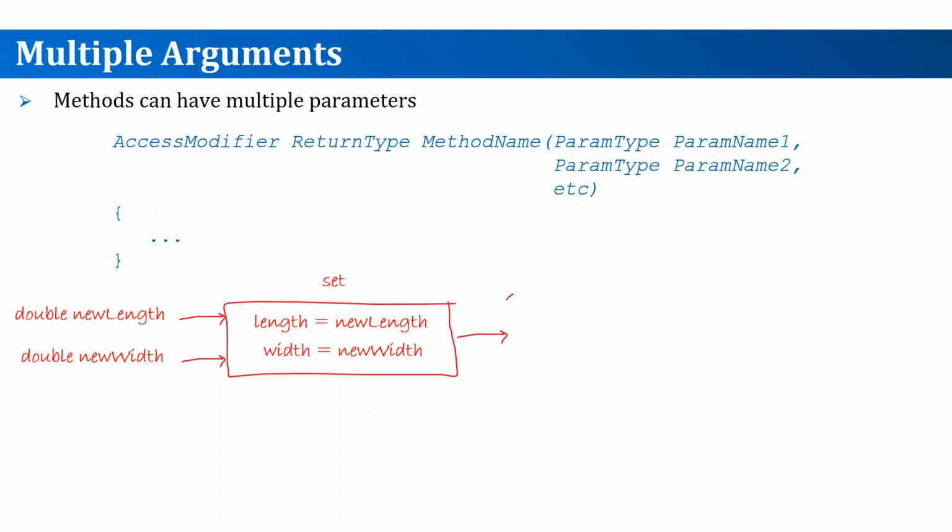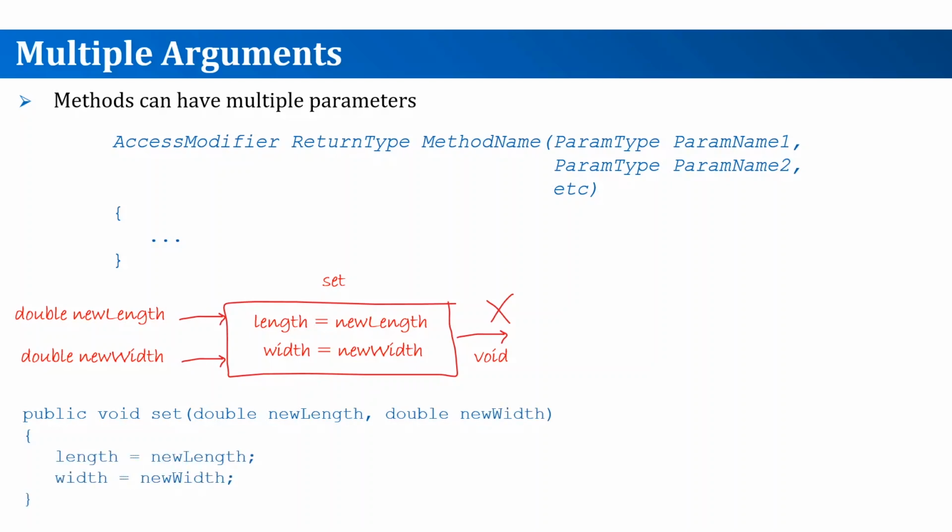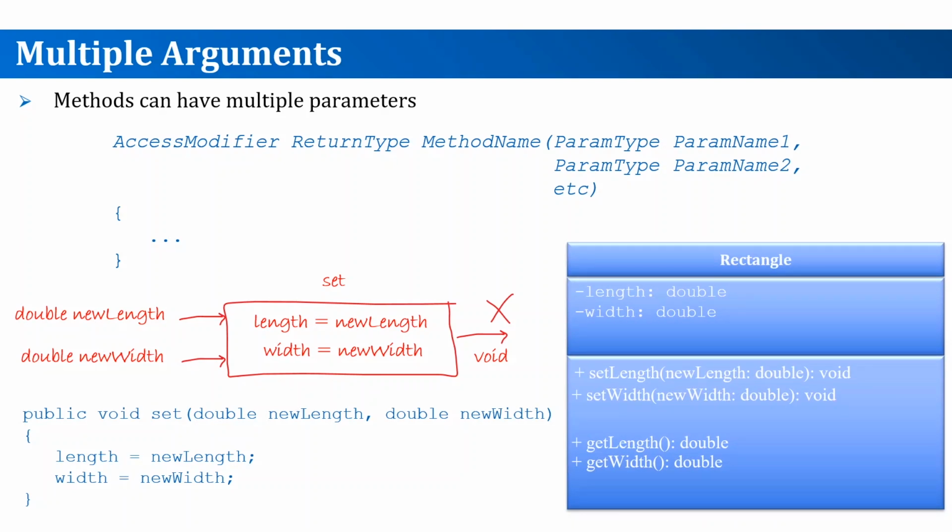And since it's a setter, I expect no output from this method, and that's why the return type will be set to void. To convert this into code, we define it as a public method with a void return type, the name is set, and it takes two double inputs separated by commas. And the assignment statements form the body of that method. Then to translate this into a UML, we add a new set method, then a plus sign for being public, followed by the name of the method and the two parameters, then a colon and the return type void.